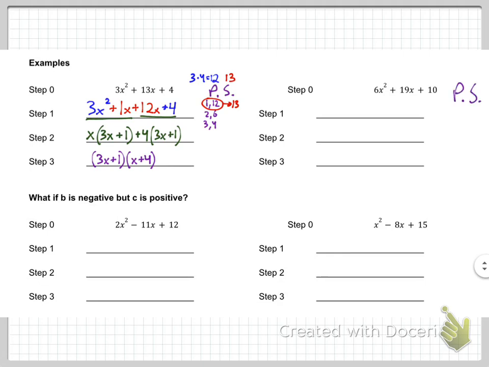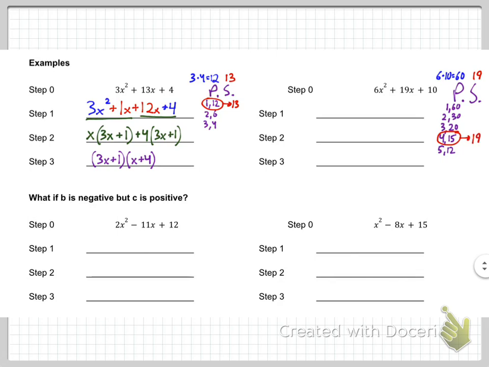For the next problem, product sum, the product is going to be 60, 6 times 10. And so one tip here, if you have trouble figuring out all the factors, start with 1 again. 60 divided by 1 is 60. Then go to 2. 2 times 30 is 60. Go to 3. 3 times 20 is 60. 4. 4 times 15. And 5. 5 times 12. Oh, wait. I'm going to stop right here.